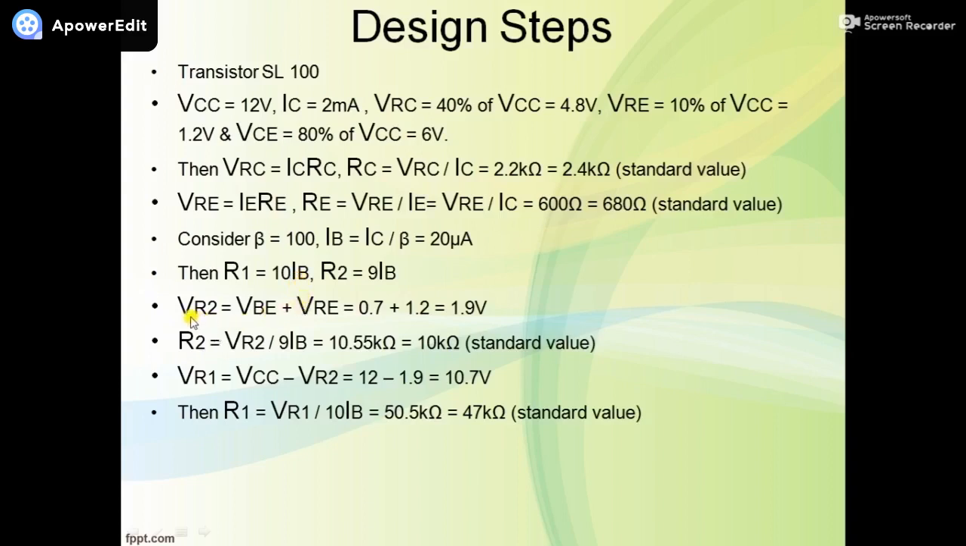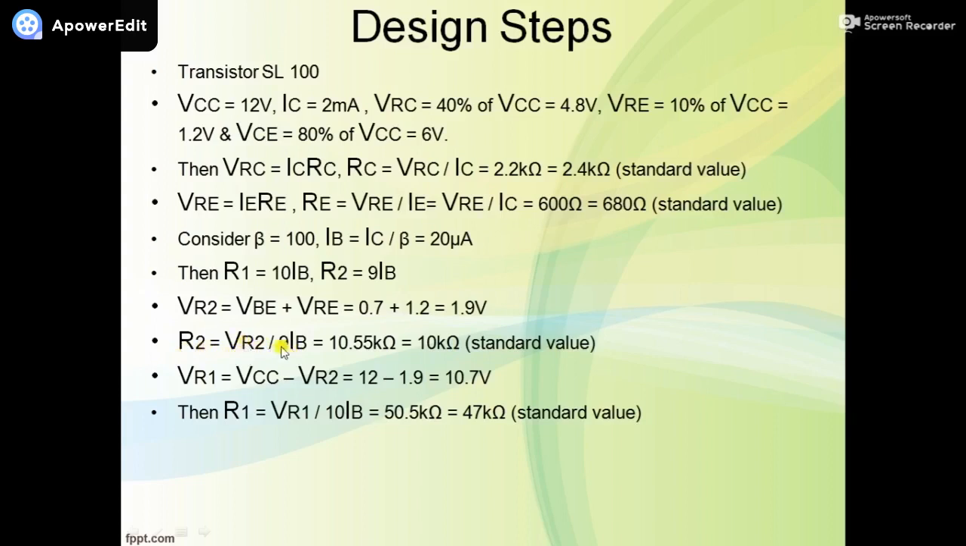So VR2, the voltage across R2, is equal to VBE plus VRE. VBE is the cut-in voltage of the silicon transistor, the cut-in voltage of the silicon emitter-base junction. VRE is a known value, so VR2 is equal to 1.9 volt. Next, R2 is equal to VR2 divided by 9 IB.